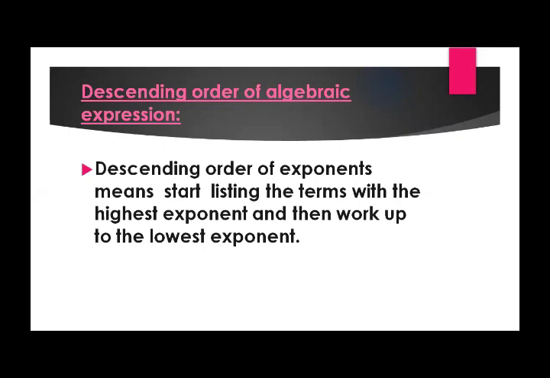The second way is descending order of algebraic expression. According to the definition, descending order of exponents means start listing the terms with the highest exponent and then work down to the lowest exponent. This is quite opposite to ascending order. If we want to arrange our given algebraic expression, we will see what type of algebraic terms are given, and we will find which term has the highest exponent. So we write that term in first position and then work down to the lowest. In this way we will arrange our polynomial in descending order.